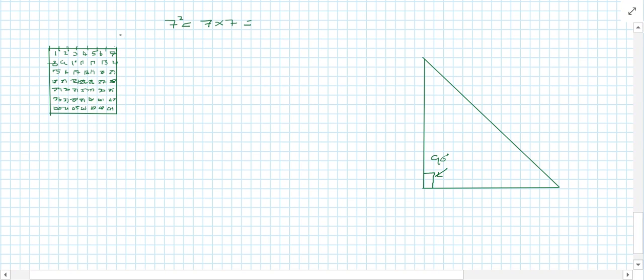We're taking a length, a line, splitting it up into 7 sections, and then making a square out of that. Then we're figuring out how many individual squares we get within that. So 7 by 7 is 49.